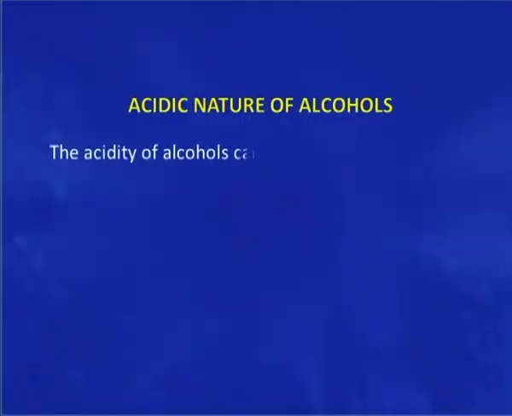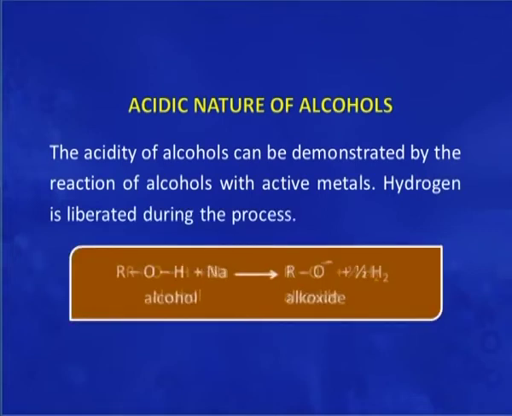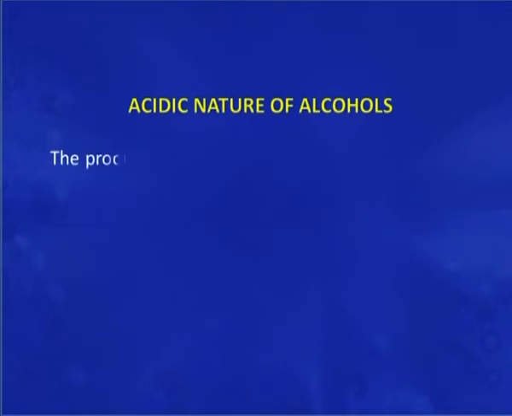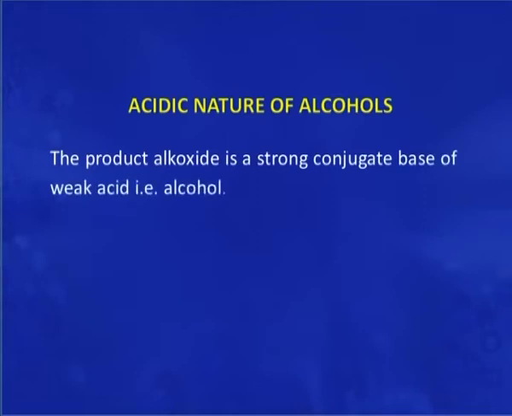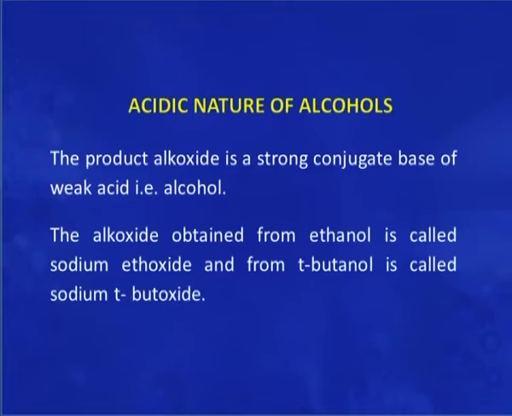The acidity of alcohols can be demonstrated by the reactions of alcohol with active metals. Hydrogen is liberated during the process. You can see here that alcohol is reacting with sodium metal, forming alkoxide, and hydrogen gas is liberated. The product alkoxide is a strong conjugate base of the weak acid alcohol. The alkoxide obtained from ethanol is called sodium ethoxide, and from tertiary butanol is called sodium tertiary butoxide.